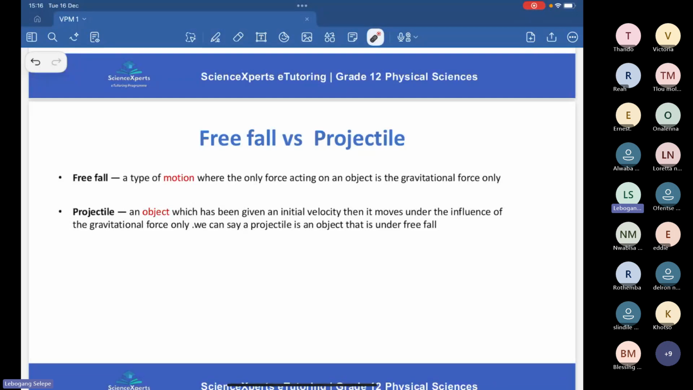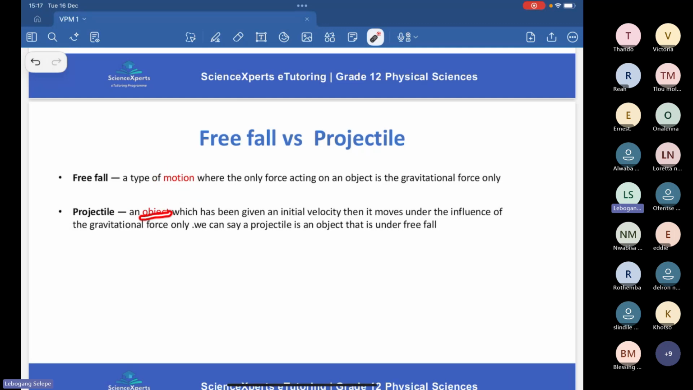So a projectile is an object that has been given an initial velocity, then it moves under the influence of gravity only. So basically, they're saying that a projectile can also be an object that you just throw, then leave it for gravity to act on it, right? So it does not mean that a projectile will always be objects that are dropped. Even an object that you throw up, it's still a projectile, right? An object that you throw down, then leave it for gravity to be the only force acting, it's still a projectile. But then in summary, free fall is the type of motion.